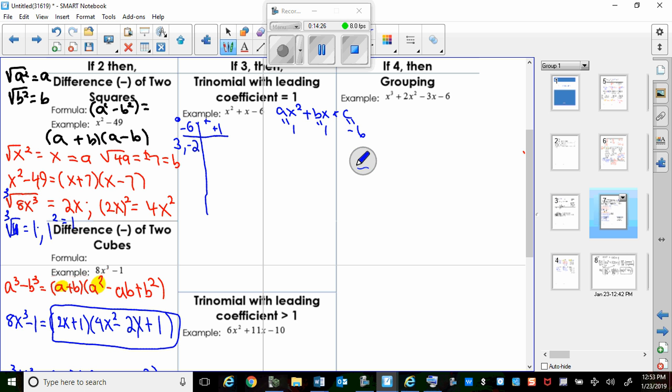We have 6 and -1. And I think that's it. So 3 minus 2 is +1. 6 minus 1 is +5. So it can't be this one.